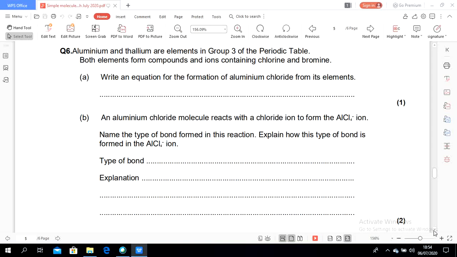Name the type of bond formed in this reaction. Explain how this type of bond is formed in AlCl4 negative. The bond is a dative covalent bond because there are lone pairs in the chloride ion that can form a dative covalent bond to the AlCl3.